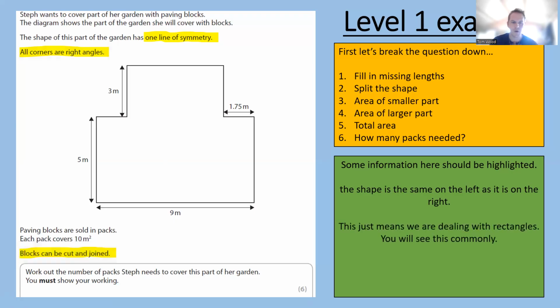Now, the other part to highlight is this, because it does pop up quite frequently, and it's the idea of the blocks can be cut and joined. And you'll see this as well, where maybe it's someone putting skirting boards around a room, which is one that they like to use as well. Blocks can be cut and joined. The boards can be cut and joined.